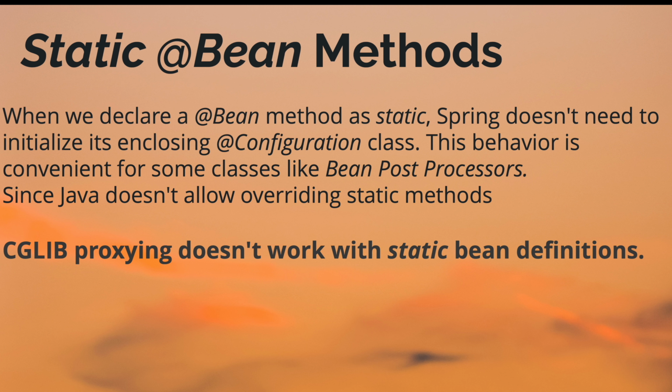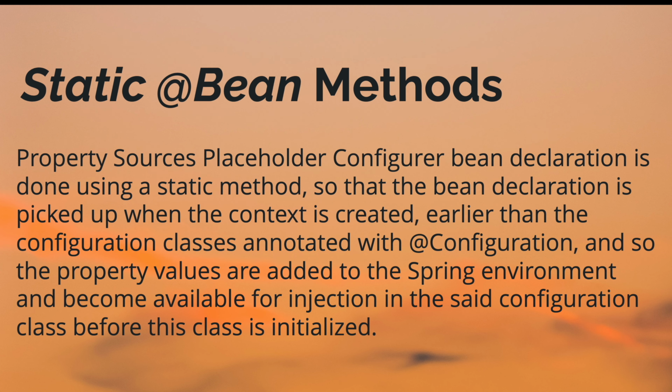I will explain why it's convenient for them in the next slide. Since Java does not have overriding of static methods, there's a term that Java uses for when you have the same static method in the subclass: they say it hides it. It doesn't override it, it hides it. So CGLIB proxying does not work with static bean definitions.